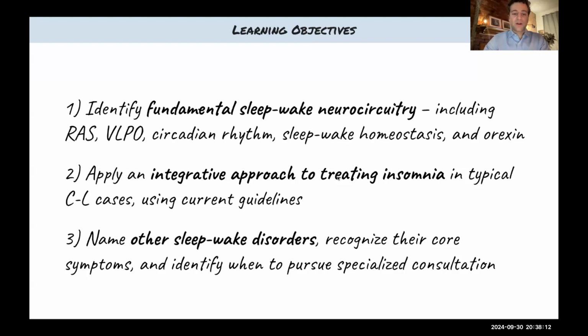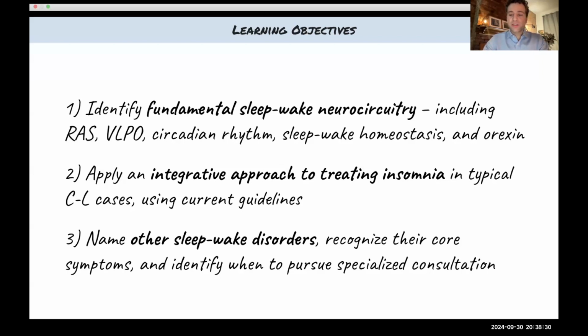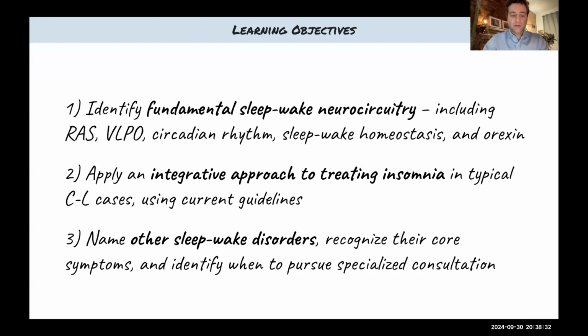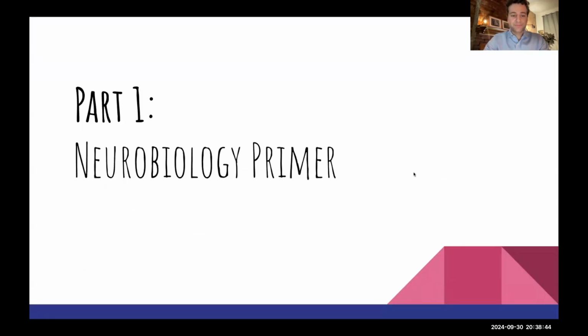Our learning objectives are as follows. Number 1, to identify fundamental sleep-wake neurocircuitry, including the reticular activating system, the ventrolateral preoptic nucleus of the hypothalamus, circadian rhythm, sleep-wake homeostasis, and orexin. Number 2, to apply an integrative approach to treating insomnia in typical CL cases, including current guidelines. And number 3, to name other sleep-wake disorders, recognize their core symptoms, and identify when to pursue specialized consultation.